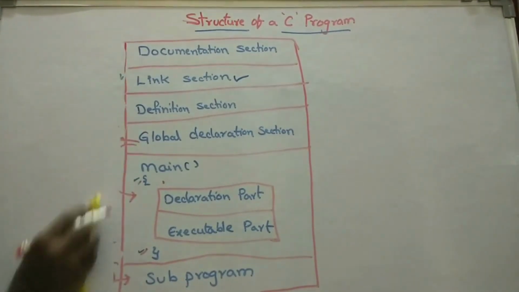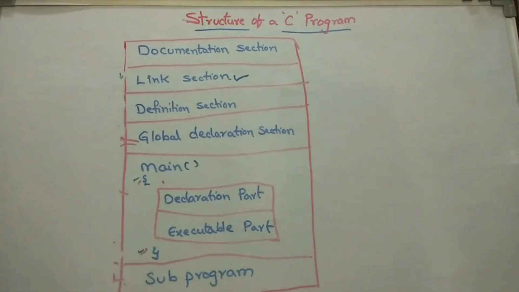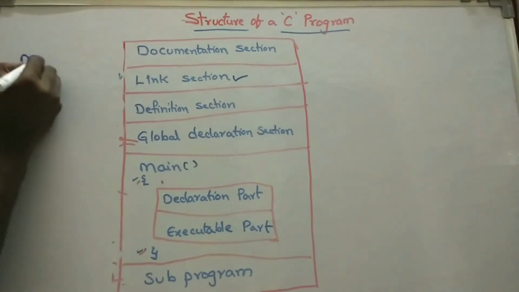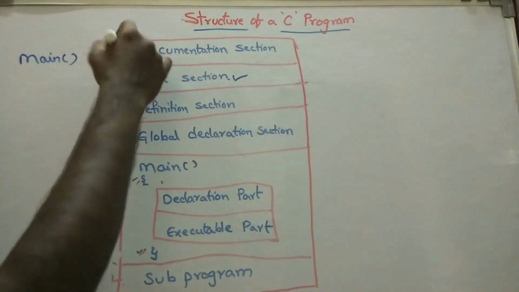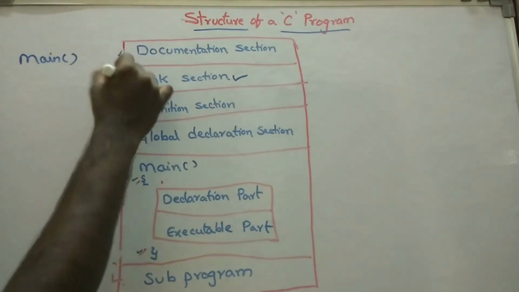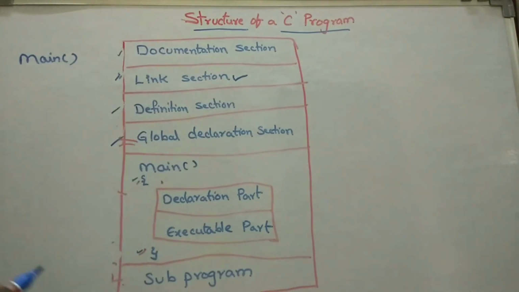And the next section is the main section. The main section is the heart of the program. That means without the main method, the program cannot be executed. There are a few different sections here: documentation section, link section, definition section and global declaration section, but the execution starts from the main method, from the open brace to the closed brace.